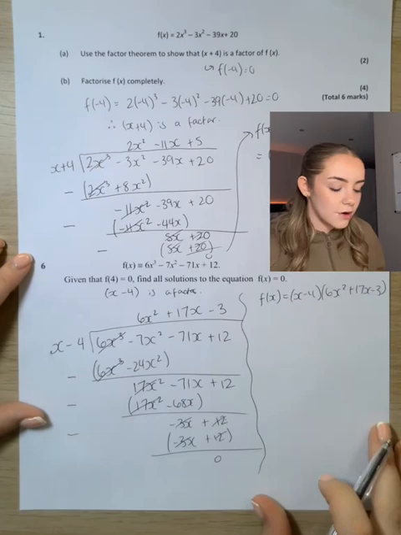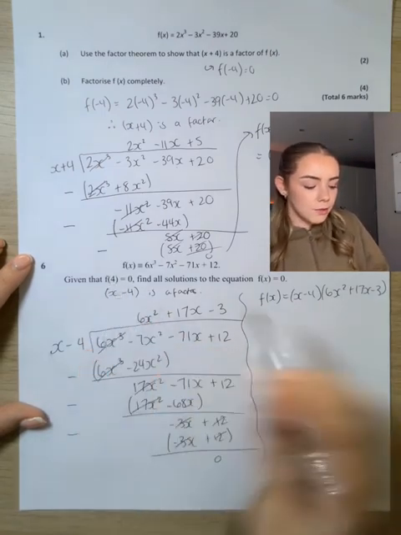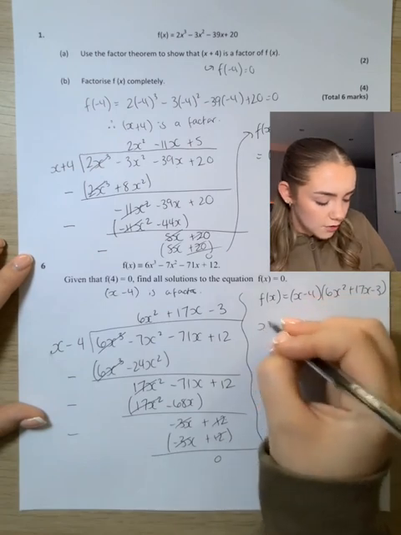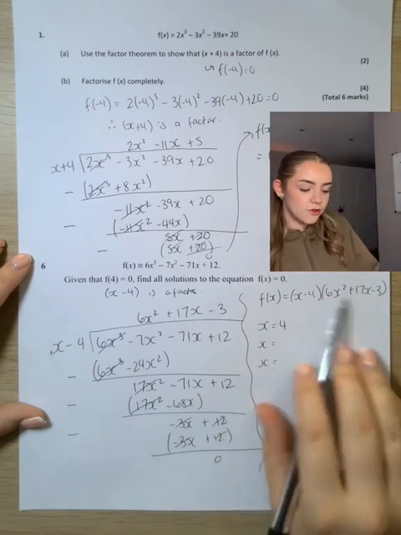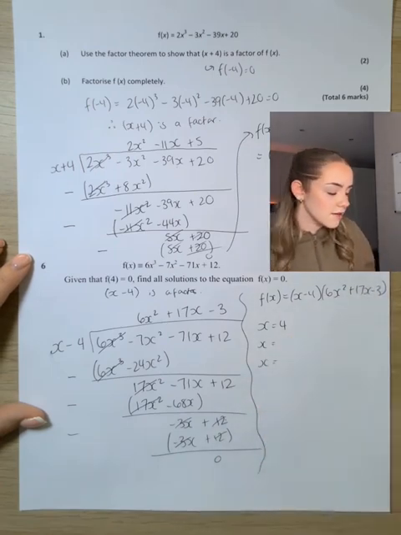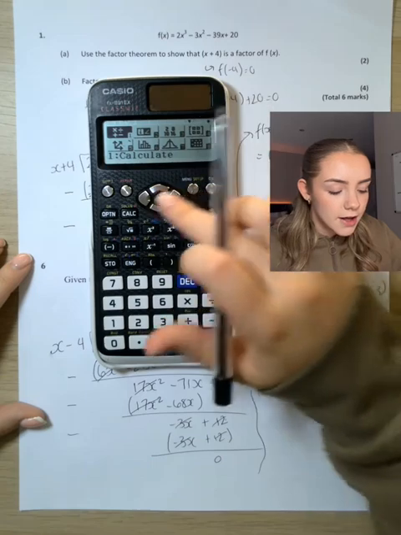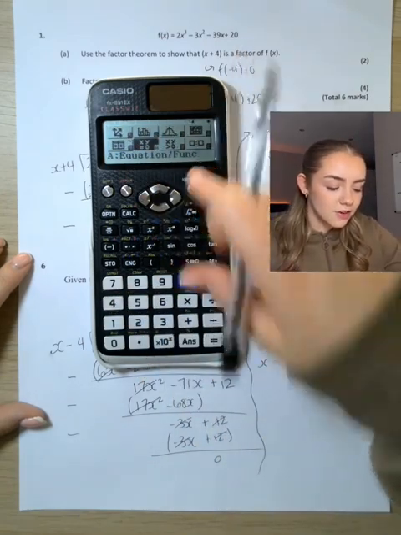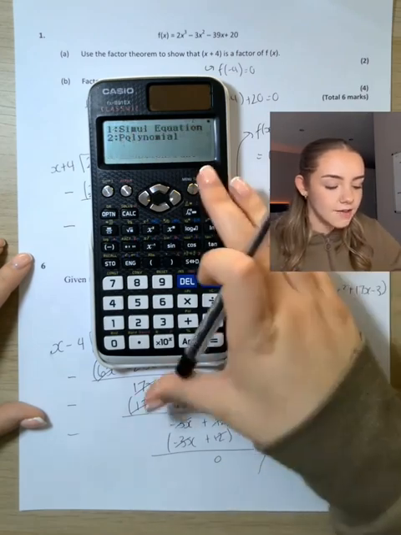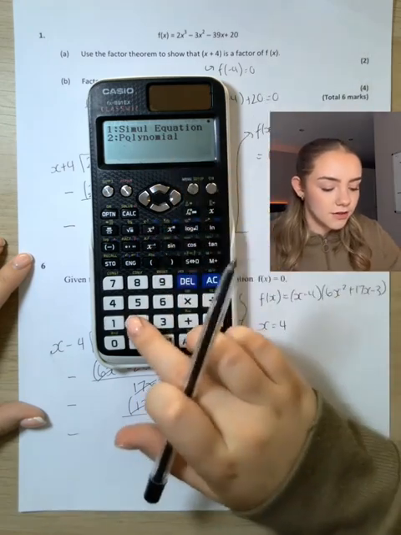So if we want to write all the solutions, well, we already know that 4 will be a solution because it gives us 0. So we've got x equals 4. To find the other solutions, we need to find what two answers we get from this. Now, when you do have this calculator that you can use for A level, if you go to your menu and just go down here to the equation/function thing, it might be slightly different if you have a different calculator. Then we want to go to polynomial, so we'll press 2.